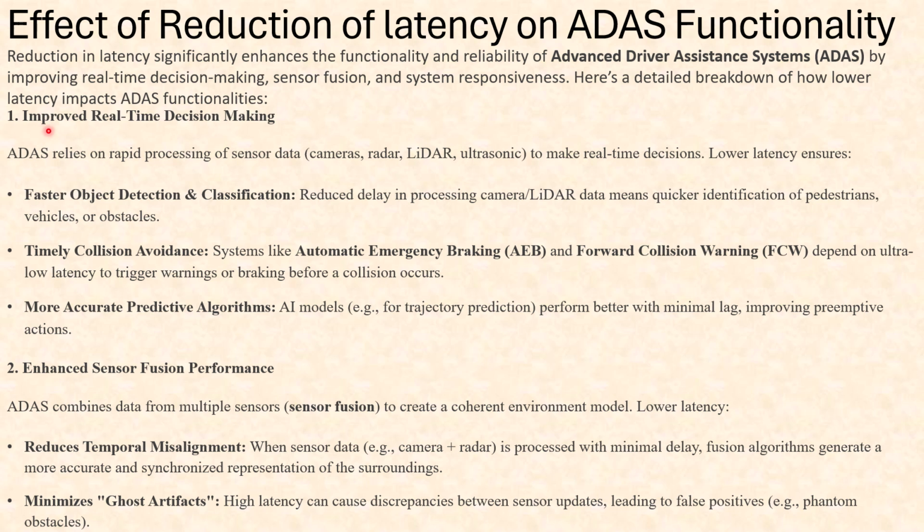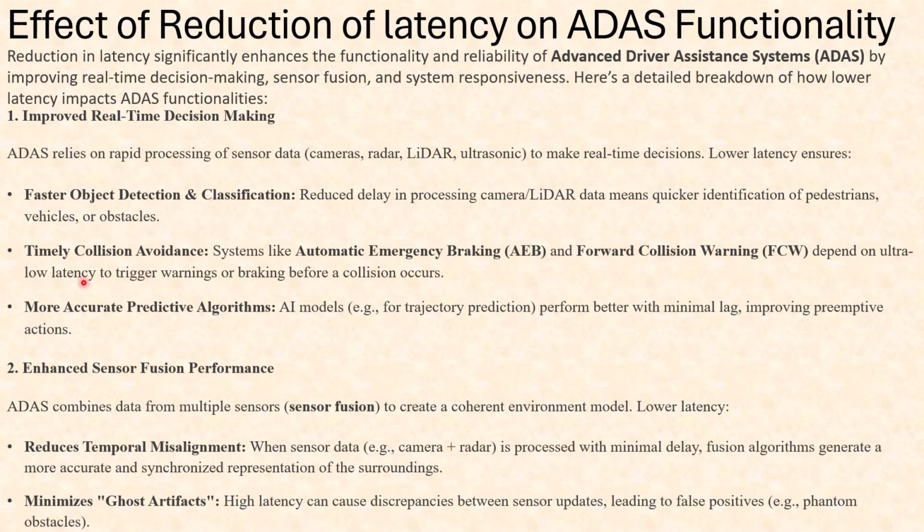The first and of course the most obvious advantage is it improves the real-time decision making. Okay, this is more like common sense. I mean, because we are having faster data input, we can make the decision also faster. ADAS relies on rapid processing of sensor data, cameras, radar, LiDAR to make real-time decisions, and lower latency ensures faster object detection and classification, thereby reducing delay in processing camera, which means quicker identification of pedestrians, vehicles or obstacles.